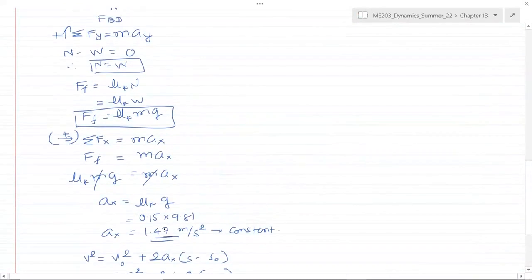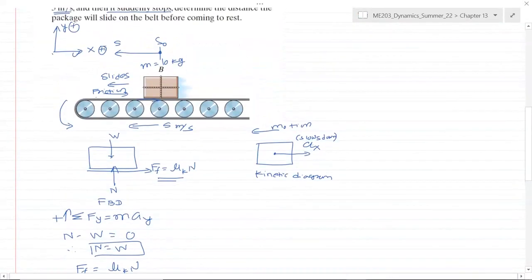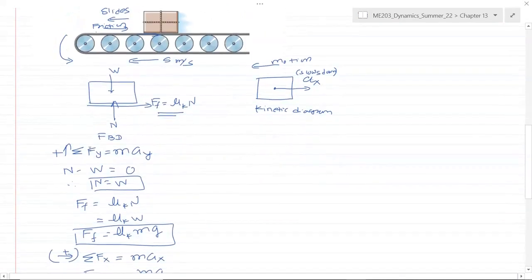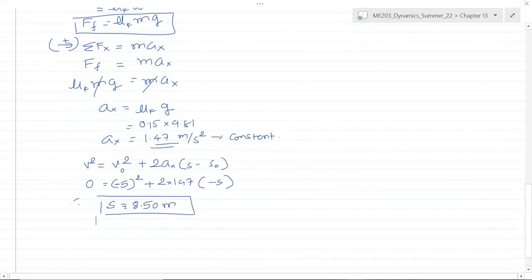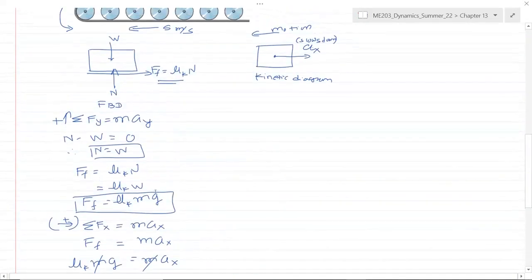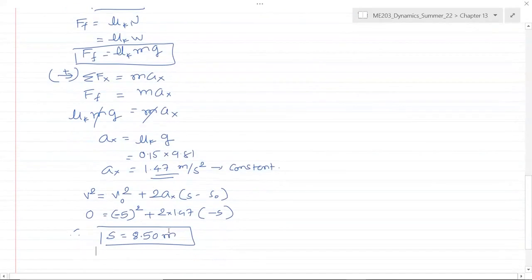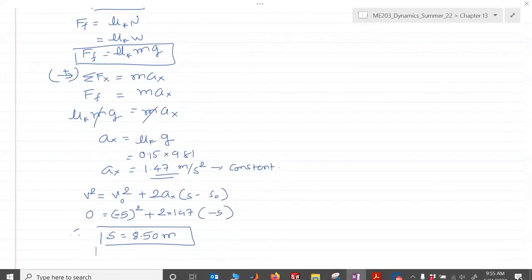So here is our entire solution: coordinate system, free body diagram, kinetic diagram, equations of motion, and then the final solution using kinematics. So we started with kinetics, and we solved the final step using kinematics. Thank you.